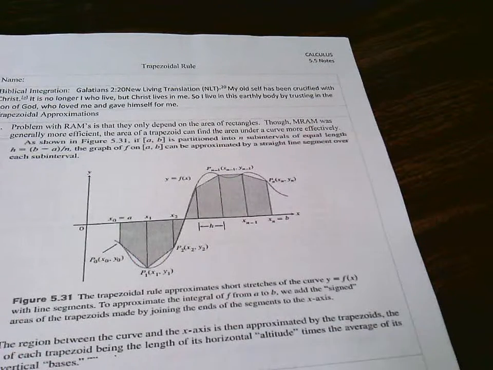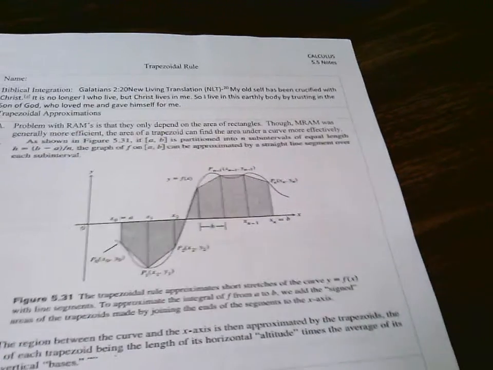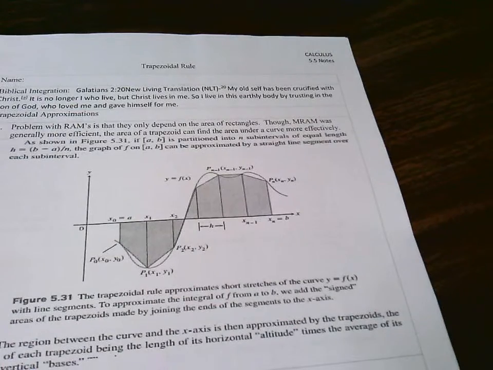And today we're going to be looking over two new Riemann sums. One is going to be the trapezoidal rule, and the other one is going to be Simpson's rule. But first, let's look at this.